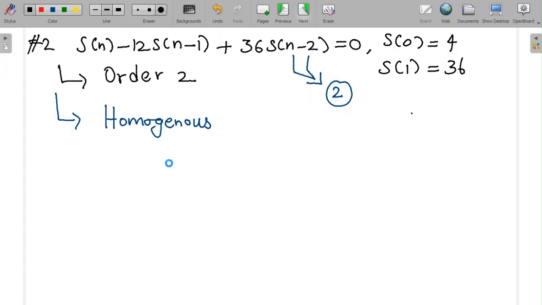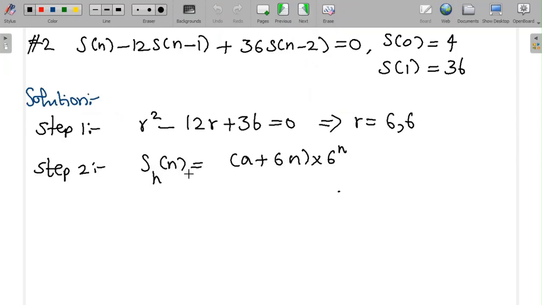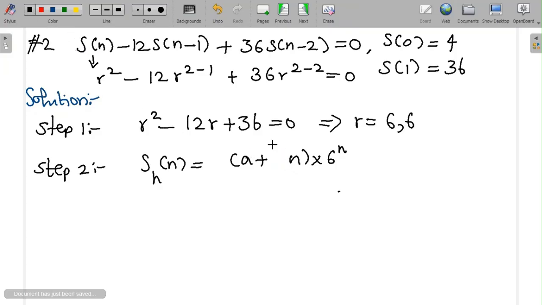The first task will be to define the corresponding characteristic equation. We do that by replacing S of n by r squared, S of n minus 1 by r to the power 2 minus 1, and S of n minus 2 by r to the power 2 minus 2. So we have r squared minus 12r plus 36 is equal to 0. We see that the two roots here are equal, and therefore we'll have the solution of the form a plus bn multiplied by 6 to the power n. The solution is complete if we can find the values of both a and b here.